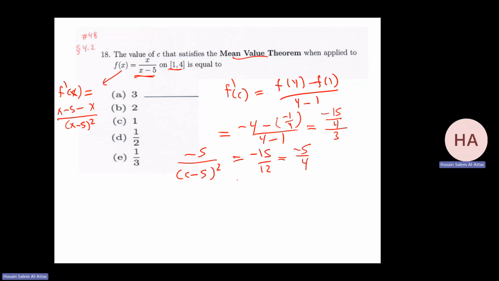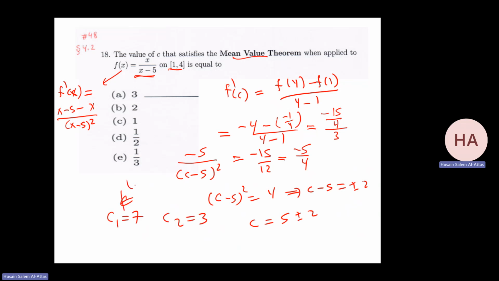Now I have c minus 5 squared equal to 4. So c minus 5 equals plus or minus 2. So c equals 5 plus or minus 2. So I have c1 equal 7 and c2 equal 3. 7 is not in the interval, so this is out of the picture. This is okay. So I have c equals 3.